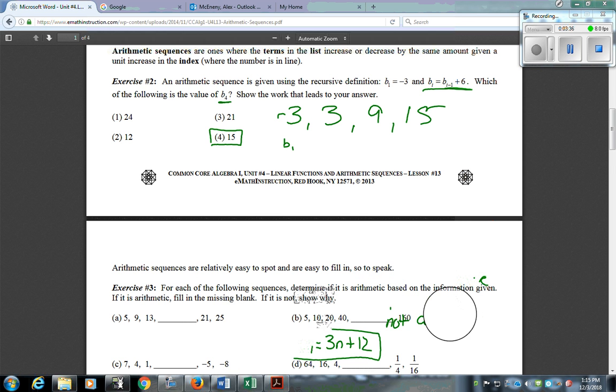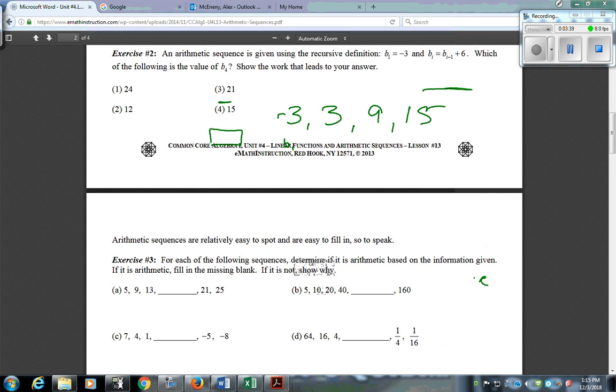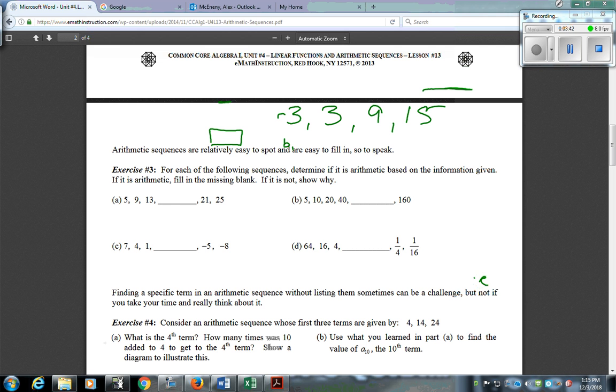Now another part that we're going to do together is exercise 3. And they want us to determine if it's an arithmetic sequence based on the information. So, like it says earlier on, arithmetic has to be increasing or decreasing by the same amount. So, we need to determine if the increase from one term to the next is the same for every successive term after that. So like in this case, if I go from 5 to 9, I'm adding 4. 9 to 13, I'm adding 4. 21 to 25, I'm adding 4. So in this case, I would have to put 17 here. So this one is arithmetic.